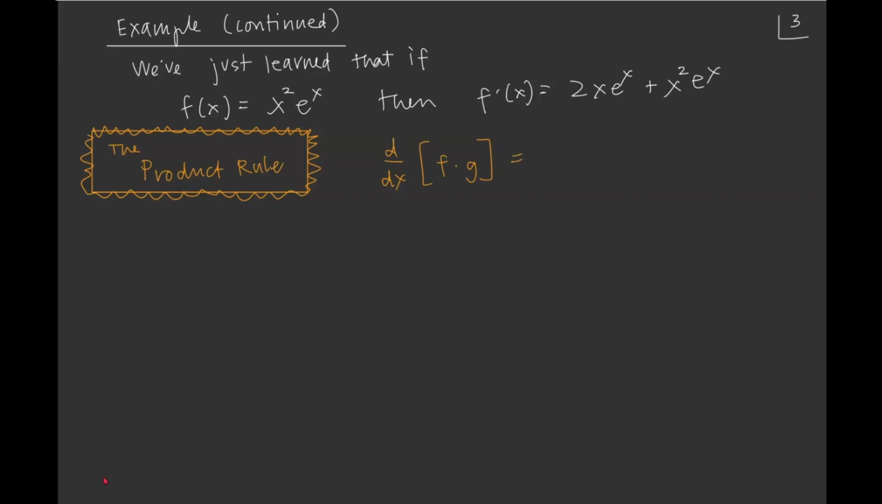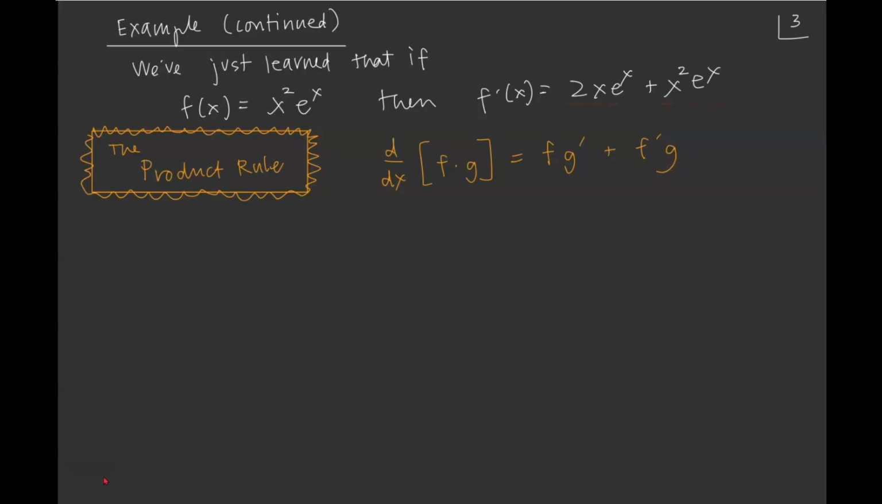The derivative will be, I'm going to write it, f times g prime plus f prime times g. So this rule, the product rule, tells us that when we're taking the derivative of two things multiplied together, you will take just the first factor, regular, times the derivative of the second, plus the derivative of the first times the second.